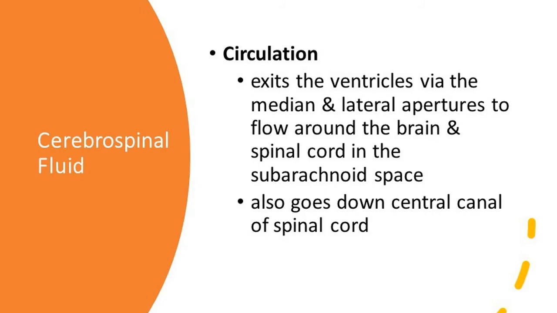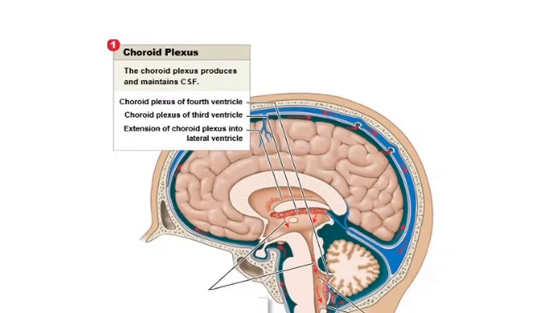So let's look at circulation of cerebrospinal fluid. You can see in this diagram, number 1 shows you the choroid plexus, which is the network of ependymal cells and capillaries. In total, there are 4 choroid plexuses, 1 for each ventricle. In this diagram, you can clearly see the choroid plexus for one of the lateral ventricles because it is a sagittal section. Choroid plexus for the third ventricle and choroid plexus for the fourth ventricle. So each ventricle has a choroid plexus where the CSF production will take place.